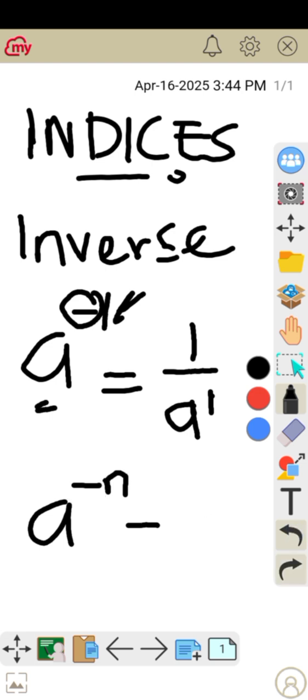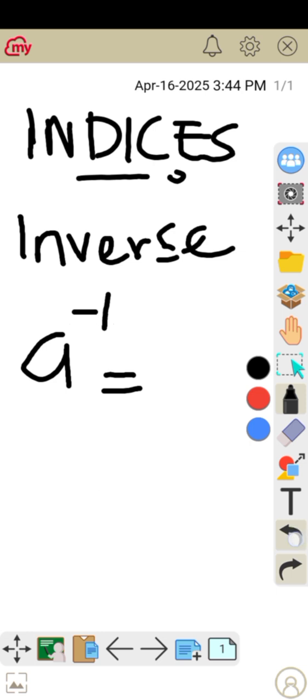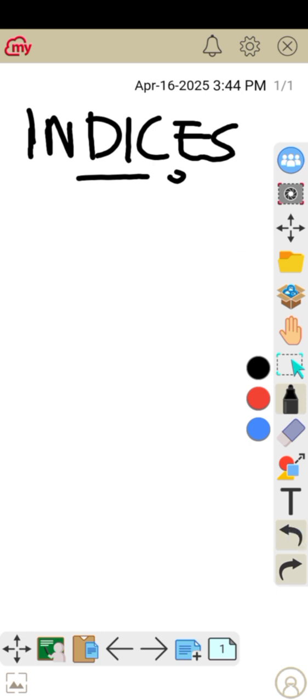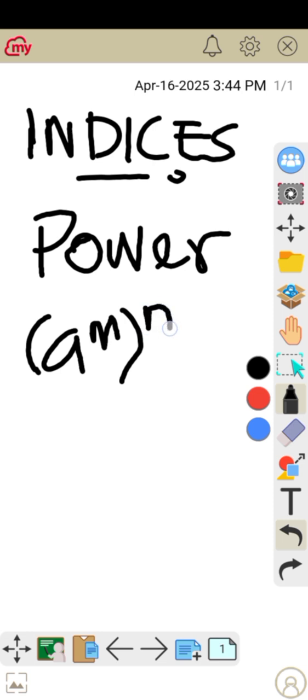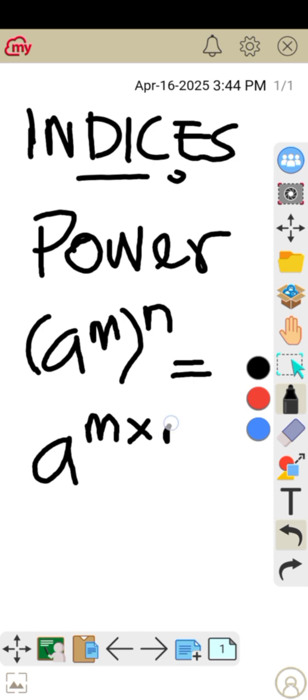The next on the list is known as your power law. In this power law is where you have bracket open, the base, your first power, bracket close, your next power. This can be expressed as the base, the first power multiply by the next power outside. This is known as our power law. All right.